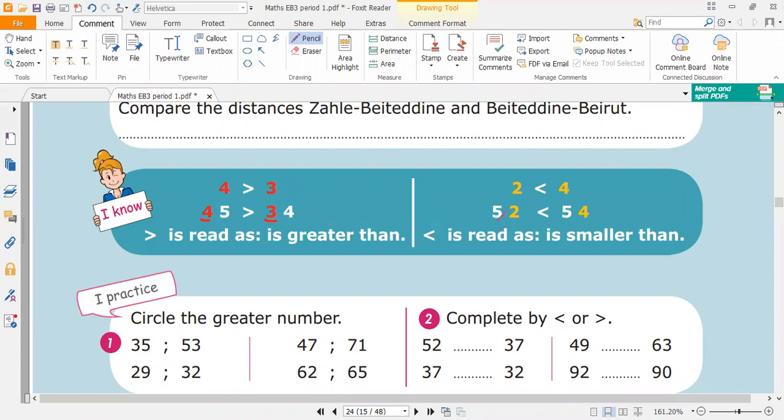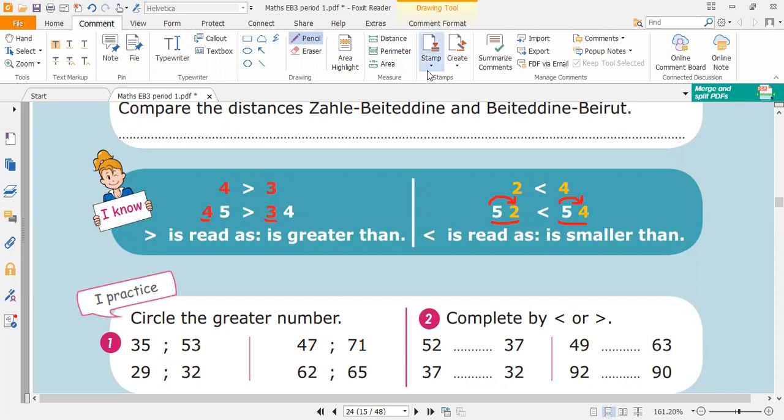Here, look at these numbers, 52 and 54. We first look at the tens. Look at the tens here, 5, and here I have 5. If I have the same tens, I go to the ones. I see the ones. Here I have 2 and 4. Which one is greater? 2 is smaller. So I say 52 is smaller than 54.